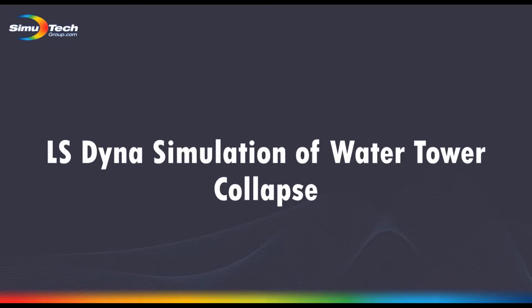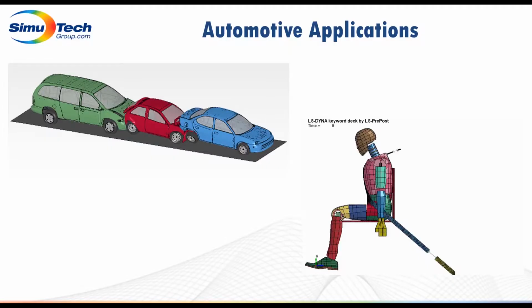In this demonstration, we will be looking at LS-DYNA and its application for the progressive structural collapse of a water tower. This demonstration highlights LS-DYNA's capability in large deformation, arbitrary contact, and material failure, as well as modeling water. Let's start with some background on LS-DYNA and its other applications.